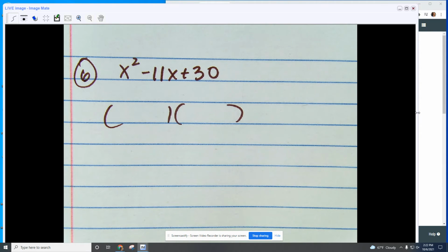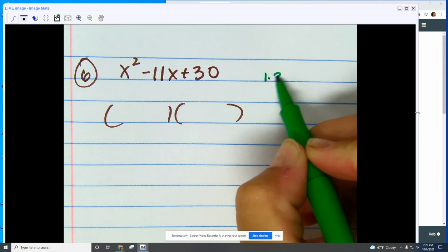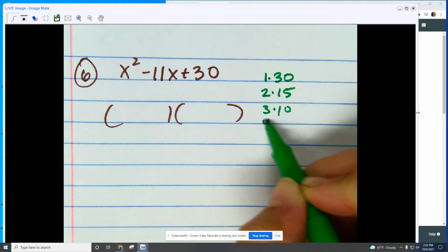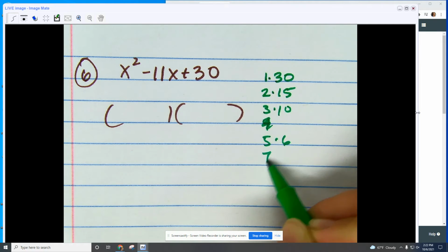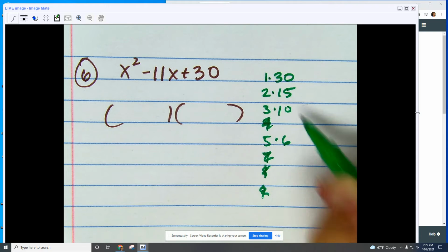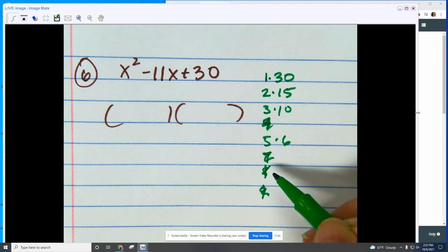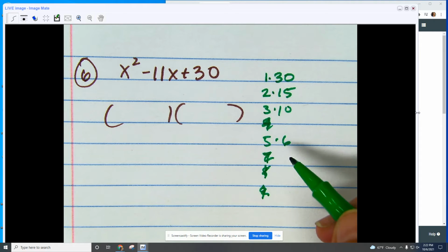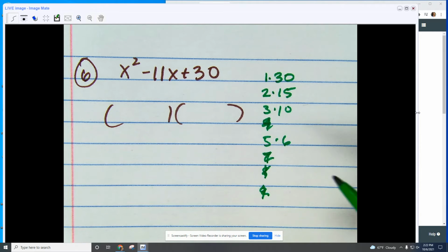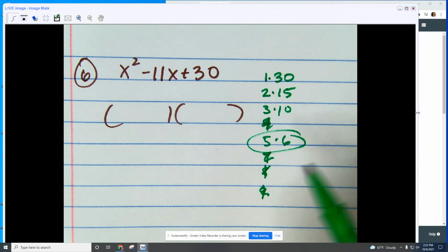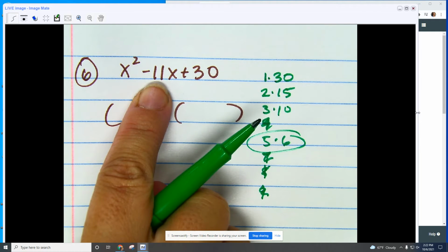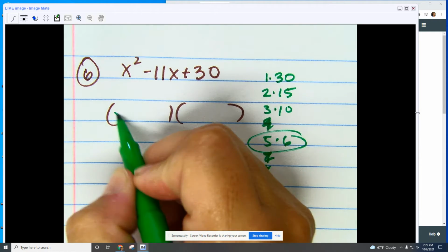Now I need to bring this up in case people are stuck. Check this out. 30, I could do 1 times 30, 2 times 15, 3 times 10. 4 doesn't go in. 5 times 6, 7 doesn't go in. 8 doesn't go in. 9 doesn't go in. Look at all my factor choices this time. Which ones of these sum up to 11? Kaylee? That's why it's the 6 and 5 combo, because it not only has to multiply to give me 30, it has to sum up to 11 in the middle. You guys see the difference?